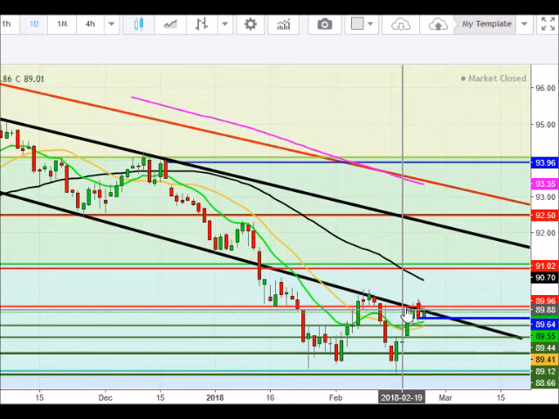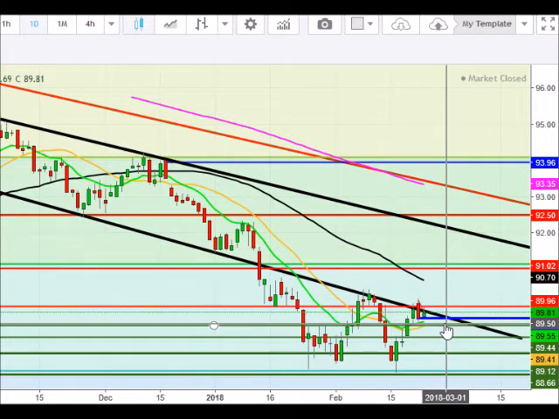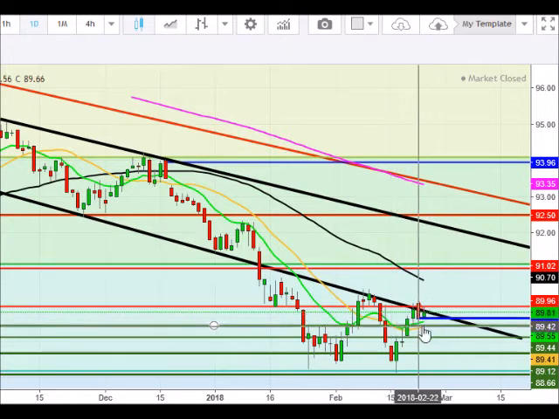But again, first things first, let's see if we can maintain this 89.50 level. That's where my moving averages are here. Usually that acts as a level of support. Again, stressing the importance of 89.45.